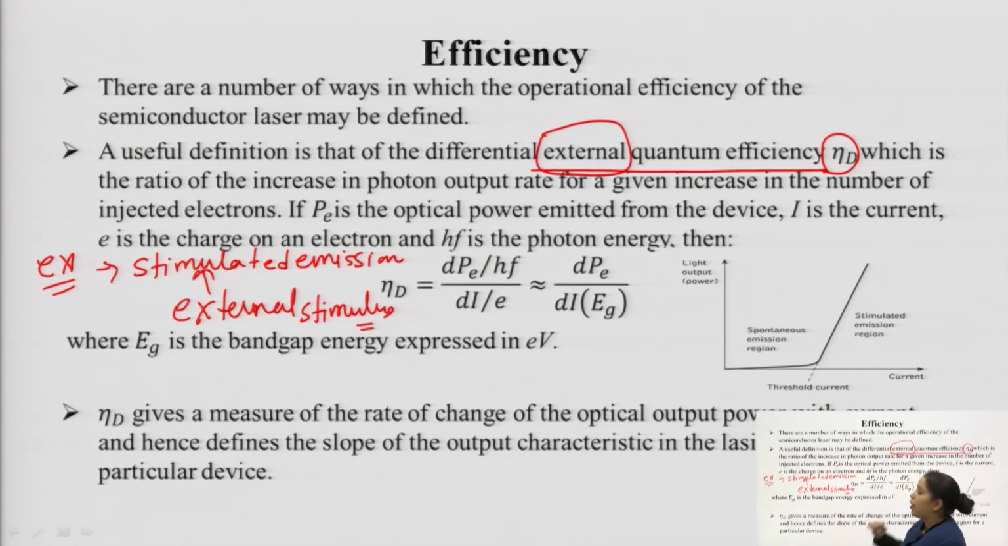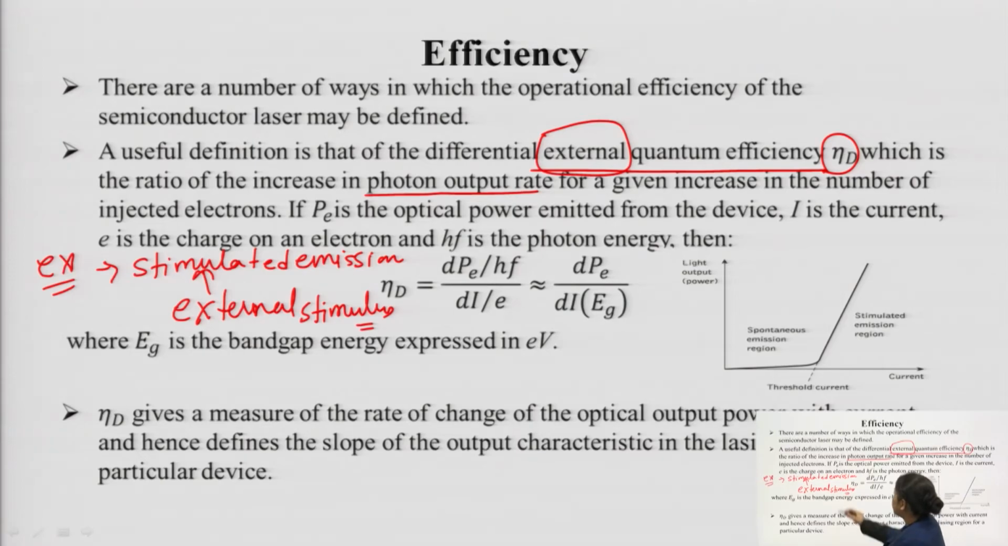First we are going to have an external quantum efficiency, which is due to the stimulated emission, and then we will also discuss the internal quantum efficiency, which occurs due to spontaneous emission, because in spontaneous emission no external stimulus or power is required; it occurs randomly. External quantum efficiency is the ratio of the increase in the photon output rate for a given increase in the number of injected electrons.